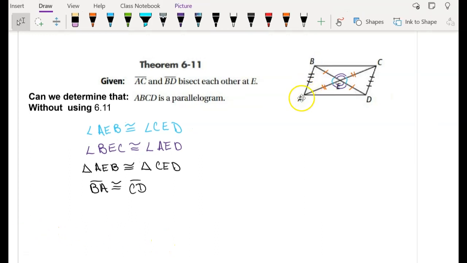So I know that triangle AEB is congruent to triangle CED. And notice that we lined up the congruent pieces. So AE is congruent to CE. So that's really important when you're naming your congruent figures. So now let's see what else we know.